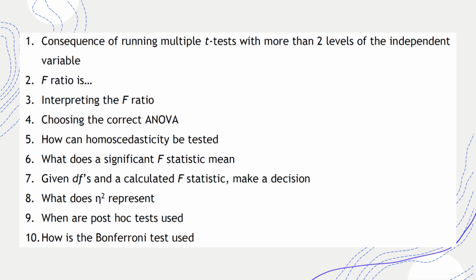Number 4, choosing the correct ANOVA. So this one's going to give you a bunch of options that describe an experiment and wants to know which of them you would use a between groups ANOVA for. Is that like all the extra credit we've been doing? Decide the test or whatever?